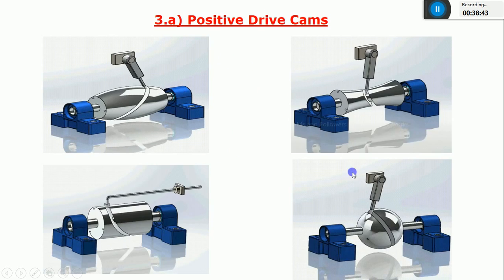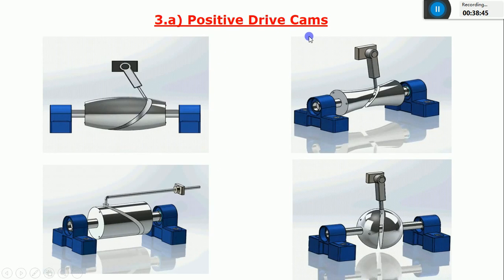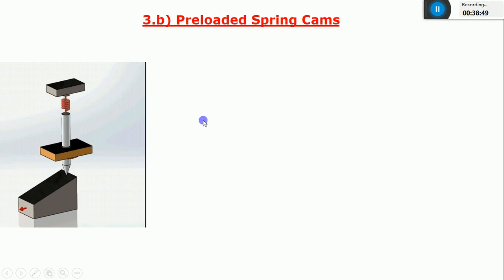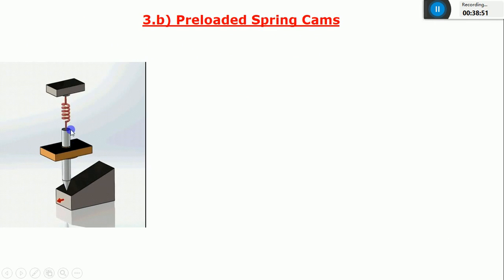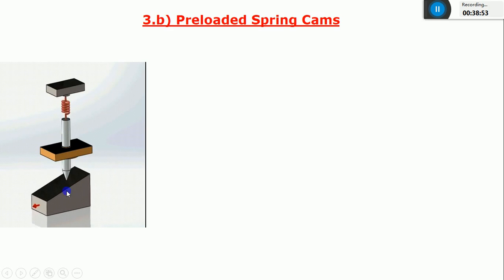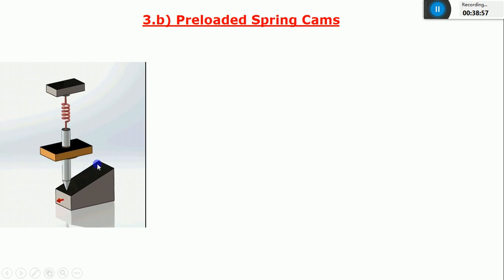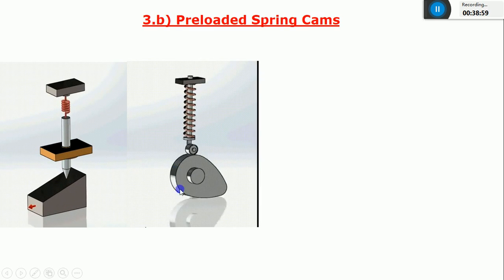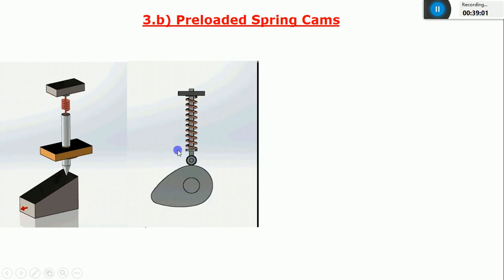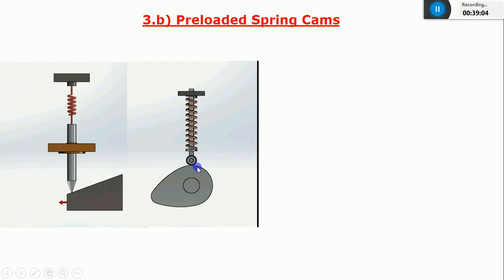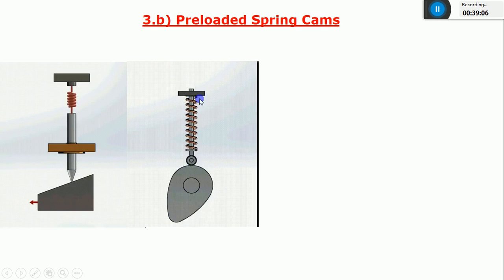These four types come under positive drive cams. And what about the last one, that is the preloaded spring cams? You can see the follower is connected to a spring force so that I can maintain proper contact between the follower and the cam. There is no groove at all. In this roller type of cam and follower also, you can see the follower is attached with a spring.